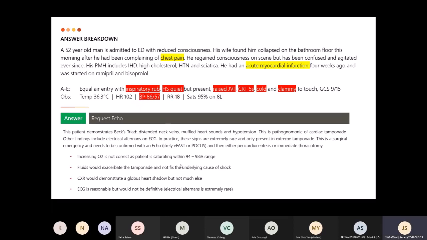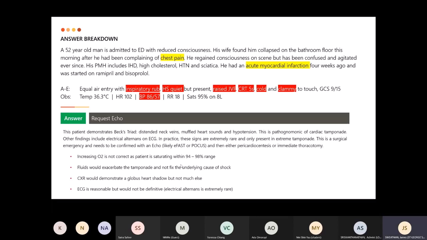Other things that you'll see in past medicine are things like electrical alternans on the ECG, and you can also see things in the JVP that can also indicate cardiac tamponade. In practice, they're incredibly rare, and only when the patient is probably on the verge of passing away. So the electrical alternans you probably will never see. It's a surgical emergency and it needs to be confirmed with an echo.